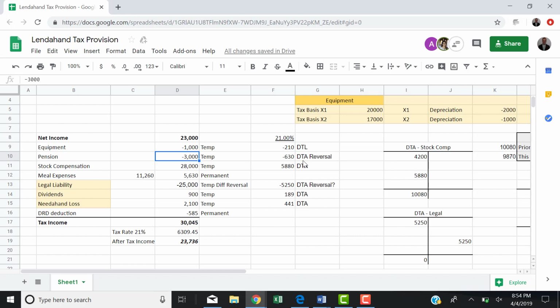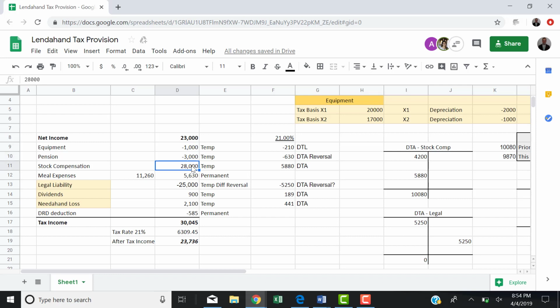You'd think of it as creating something, but you already had a DTA recorded for the stock compensation. How do you know that? Well, we'll get to that in just a little bit. But just know now that that is your difference, the 3,000.